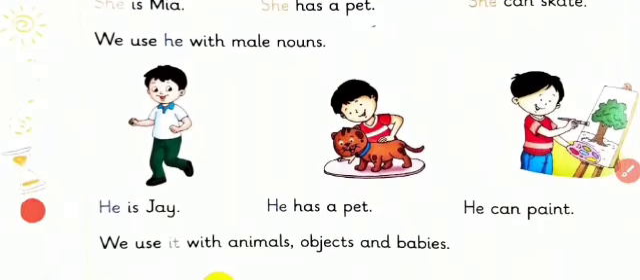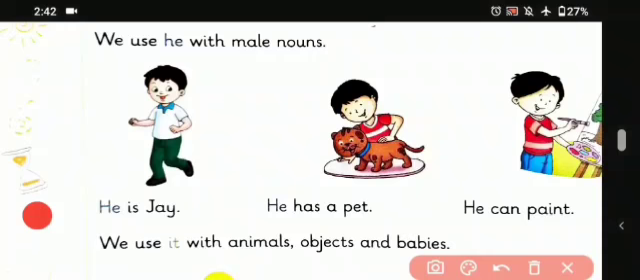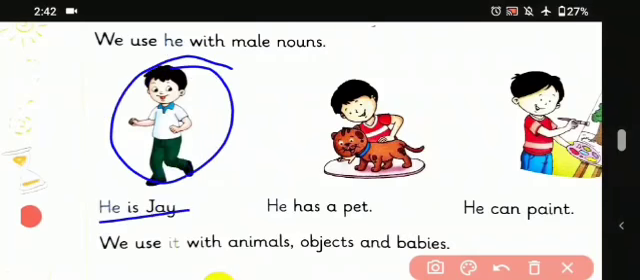So now we will be using for the male nouns. That means if there is a boy, we will use he for it. So how we will use it? He is Jay. So there is a boy whose name is Jay. So who is he? He is Jay. He has a pet dog. What he has? He has a pet. He can paint. What he is doing? He can paint.